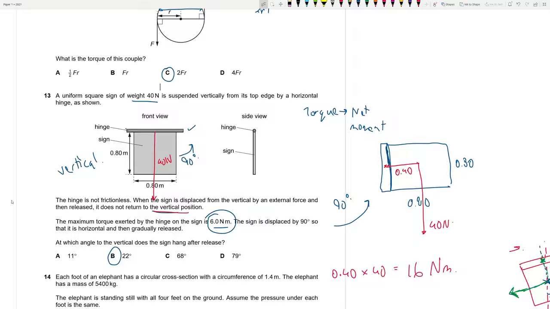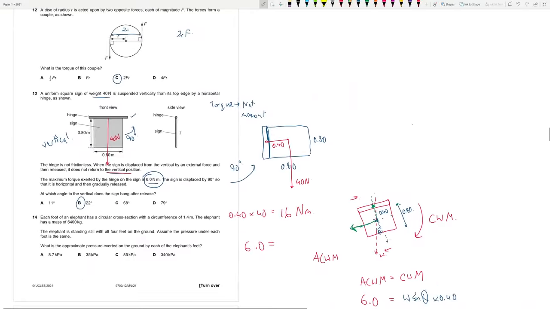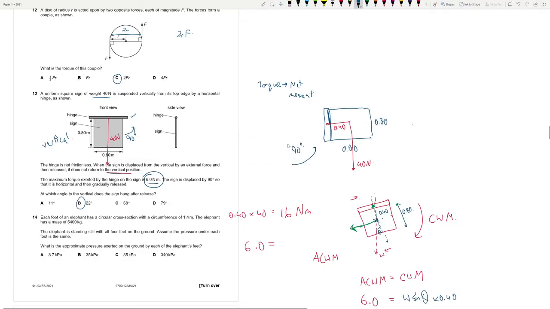The sign is displaced by 90 degrees so that it is horizontal, and then gradually released. So I'm going to explain the whole scenario. Initially, the sign is vertical, then it is displaced by 90 degrees so that it becomes horizontal, as you can see from my diagram on the right. Okay, so let's do this step by step, slow and steady. This is the initial case, right?